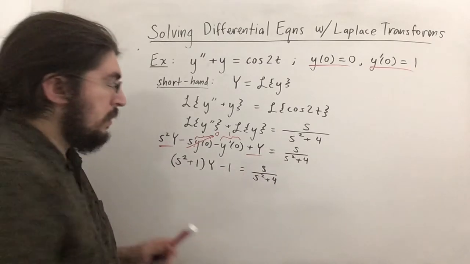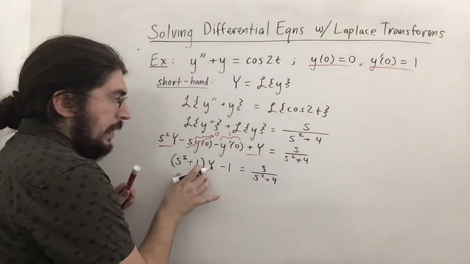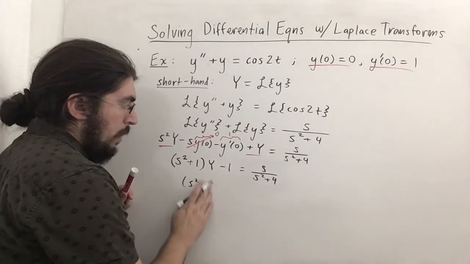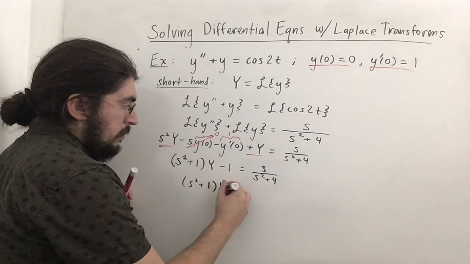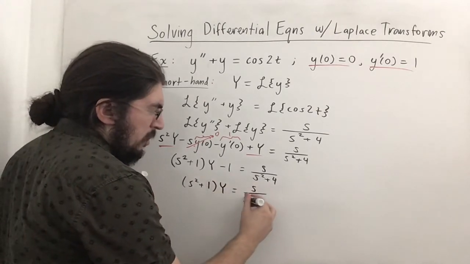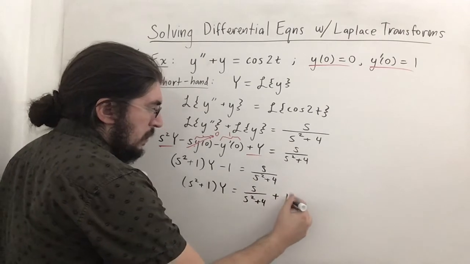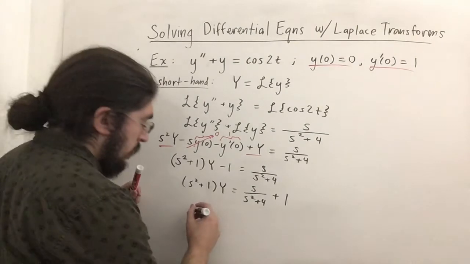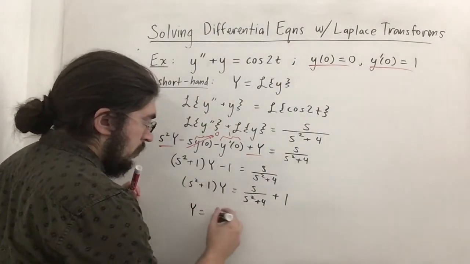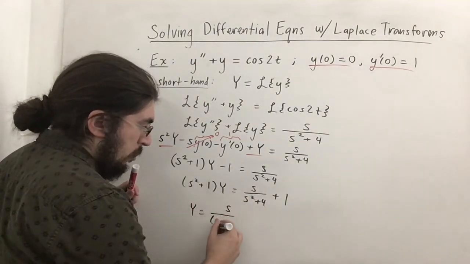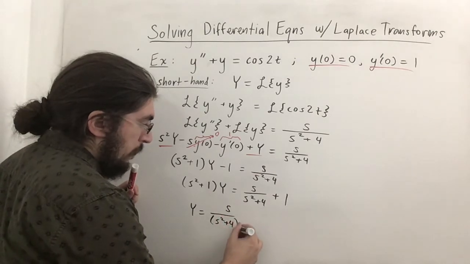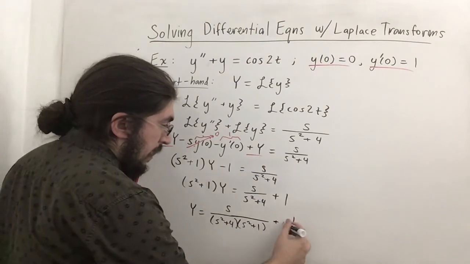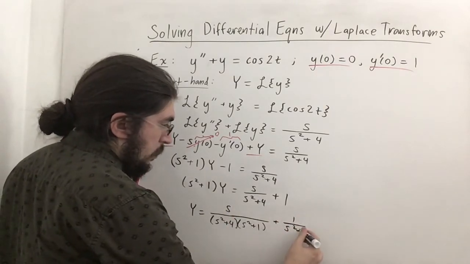So now we're going to add 1 to the other side and then divide through by s squared plus 1. So we have s squared plus 1 all times capital Y, just like that, equals s over s squared plus 4, and then we're adding 1 to the other side. Now to divide everything by s squared plus 1, we're going to say capital Y is equal to this divided by that. So we're multiplying s squared plus 1 into the denominator, basically. Just like that. And then plus 1 divided by what we're dividing by, which is s squared plus 1.